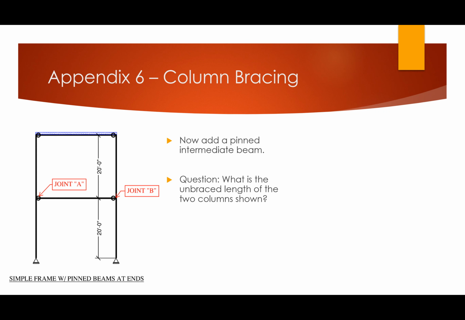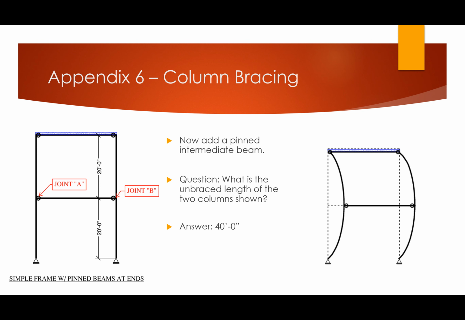The answer to this question is unambiguous and 100% clear, and I hope that'll be obvious here in a little bit. These columns have an unbraced length of 40 feet. That intermediate beam does not reduce the unbraced length of our columns. And there are two ways to explain this. I'm going to give you a good answer first. A good answer as to why this does not reduce the unbraced length is because it does absolutely nothing to prevent these columns from buckling.